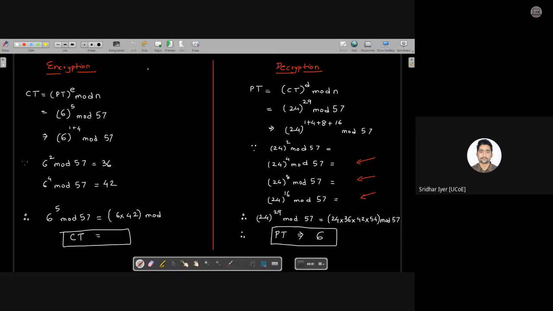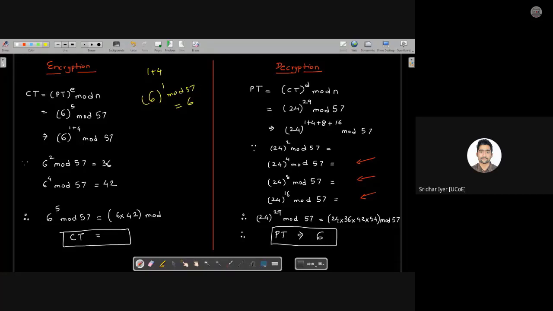How to break that up? It will be powers 1 plus 4. So first of all, we know that 6 raised to 1 mod 57 is going to be 6 only. That's why I have not written 6 raised to 1 mod 57 separately. Next step is 6 square mod 57.